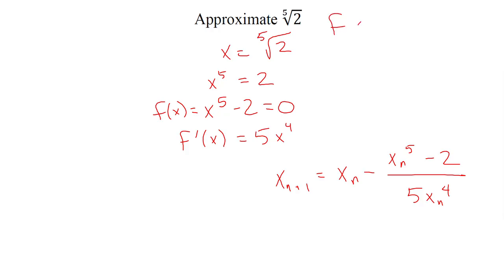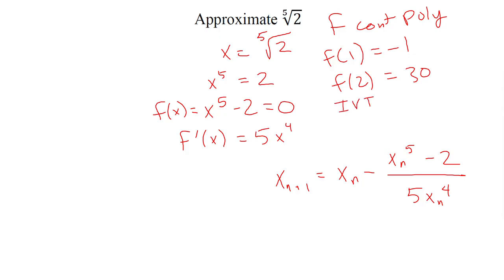But we know that f is continuous because it's a polynomial, and we know that f of 1 is going to be negative 1, and f of 2, well, 2 to the 5th is 2, 4, 8, 16, 32, minus 2 is 30. So we know we have a sign change here. So by the IVT, there is a root, f of x equals 0, somewhere on the interval 1 to 2. So we might as well start with x naught equal to 1.5.